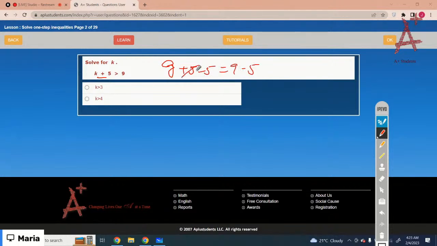So 9 take away 5 is 4, and 5 take away 5 is 0. You are left with just g. That means g equals 9 take away 5, which is 4. Sorry, it is k, not g. That means k is equal to 4. So all the values that are greater than 4 are included in the graph. Got it? So k is greater than 4.